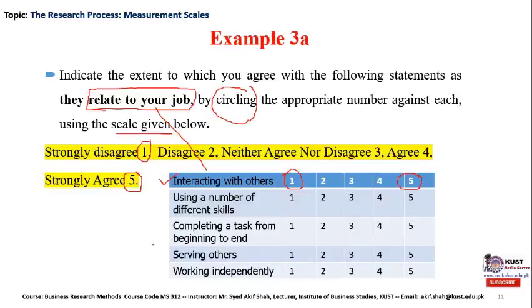Let's take another example, completing a task from beginning to end. If the respondent answers 3, it means that he agrees with the statement that completing a task from beginning to end is important. Here we can see that the magnitude of agreement or disagreement is there, and we can quantify it in a particular fashion.